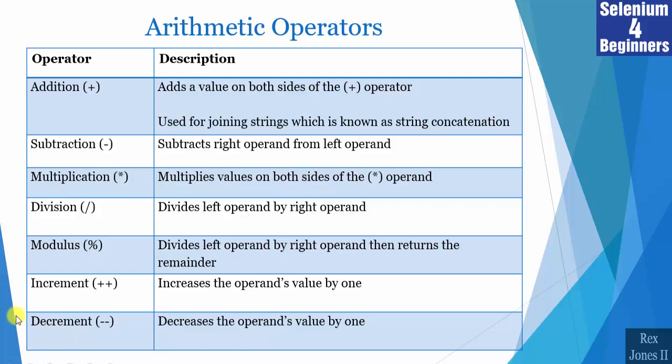The difference between pre and post is pre-increments and pre-decrements perform their operations before using the variable, while post-increments and post-decrements perform their operation after using the variable. Let's take a look at a couple of arithmetic operators.